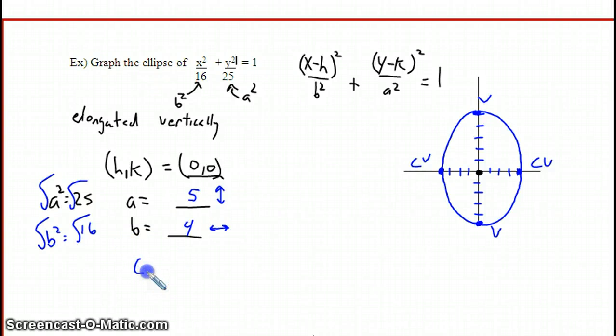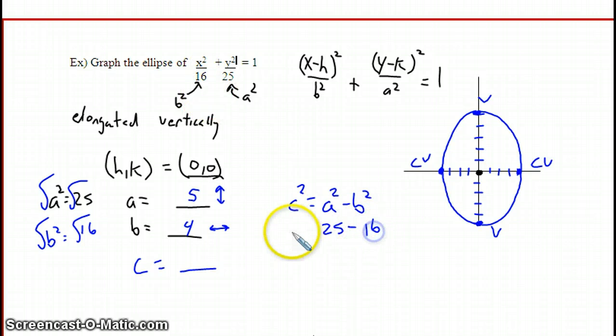So if we're going to figure out what C is, the way we're going to do that is we're going to use the relationship we just talked about, that C squared is equal to A squared minus B squared. I know that A squared was 25, B squared was 16. So when I try to figure out what C is, this would be C squared equals 9. If we take the square root of both of those, we would get C to be 3.